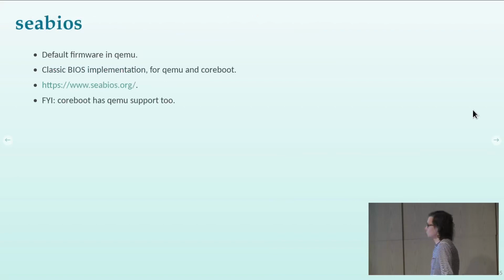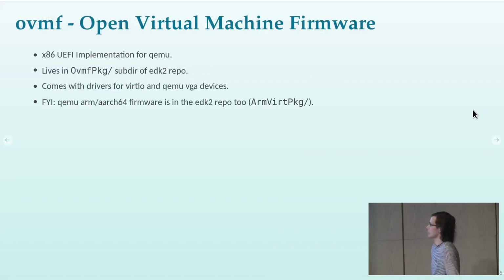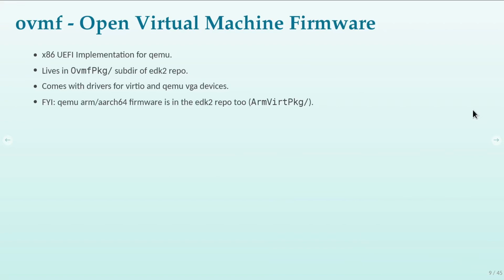More interesting for QEMU is OVMF, the Open Virtual Machine Firmware. It's an EFI implementation for QEMU and actually lives inside the EFI development kit repository. It has drivers for the usual virtual hardware you have in QEMU, for VirtIO, for VGA devices. And the EDK2 repository also has the firmware for ARM. So if you want to play with that, it's also in this repository.